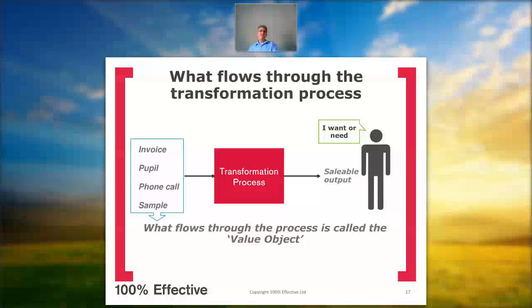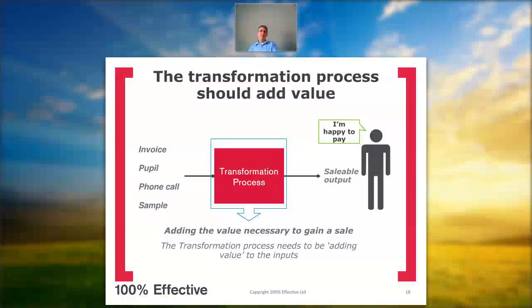Now, one of the generic names we can call for these inputs is a value object. And these value objects flow through our transformational process and are turned into saleable outputs. Now, I like this definition called a value object, and the reason I do is because it gives us a useful handle when we start to think about what the transformational process is and what it should be doing. Because the transformational process should add value. Otherwise, it's not helping us in any way at all.